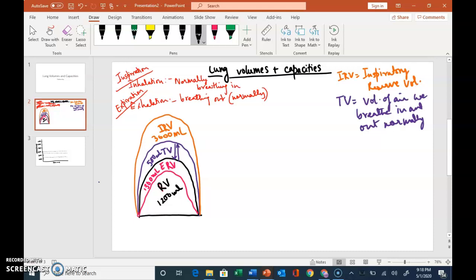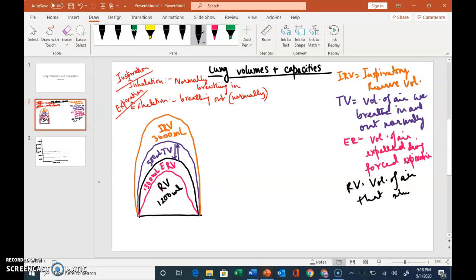Okay, so let me write this down one more time. ERV is the volume of air expelled during forced expiration. Make sense? And then residual volume is the volume of air that always stays in the lungs. Make sense? All right, class.